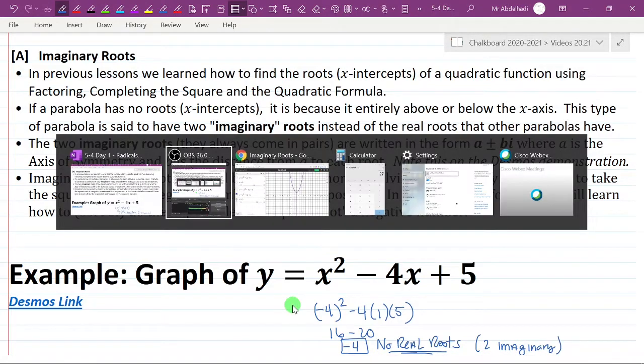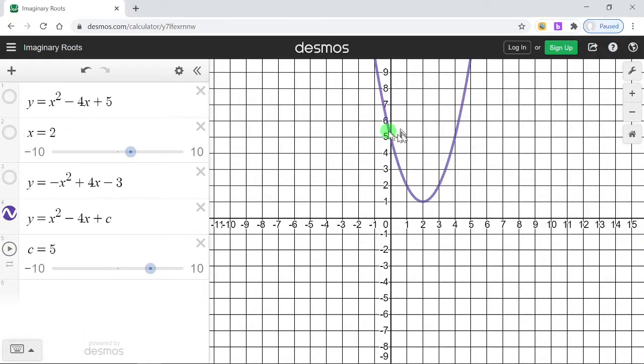So let's go over to Desmos here. We have the exact same parabola, y equals x squared minus 4x minus 5, sitting right here. And you can see clearly it does not touch the x-axis. It does not have any x-intercepts. So where are these imaginary roots that we're talking about? I'll show you where they are in a moment, but let's just recap visually how this works.